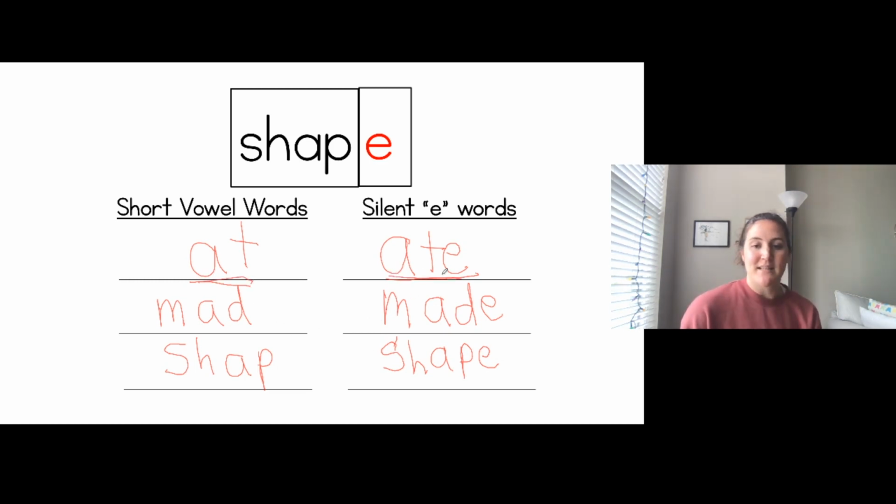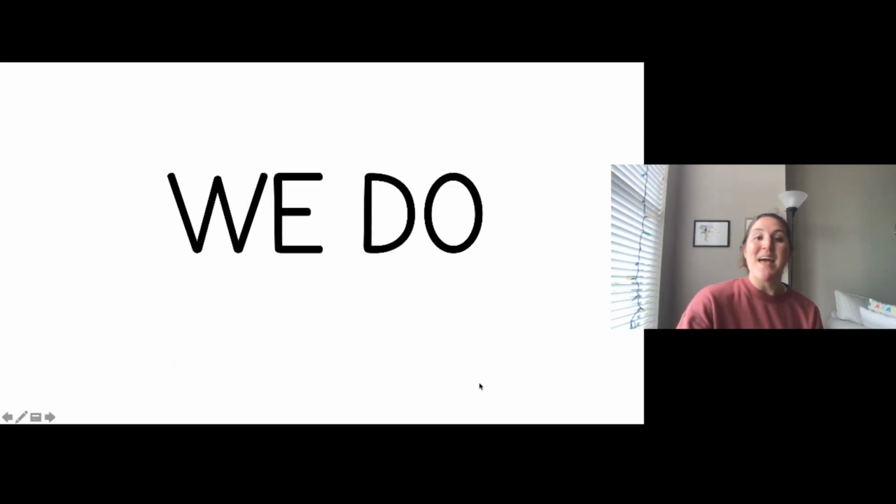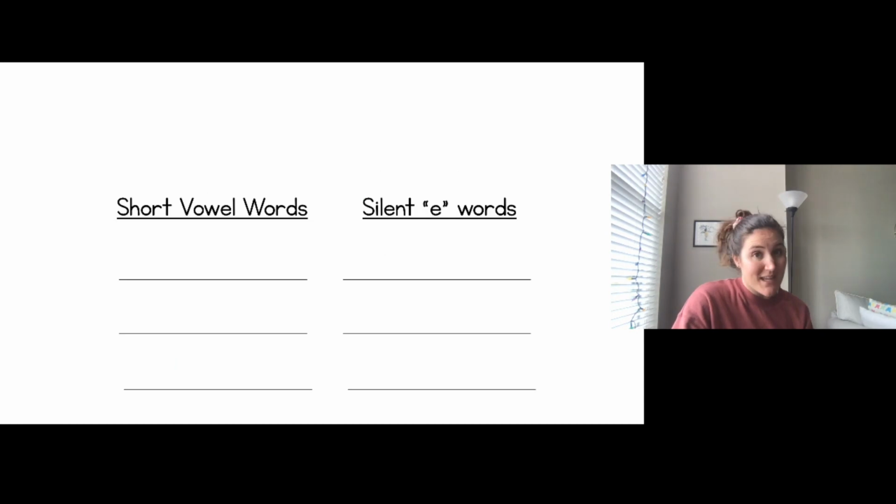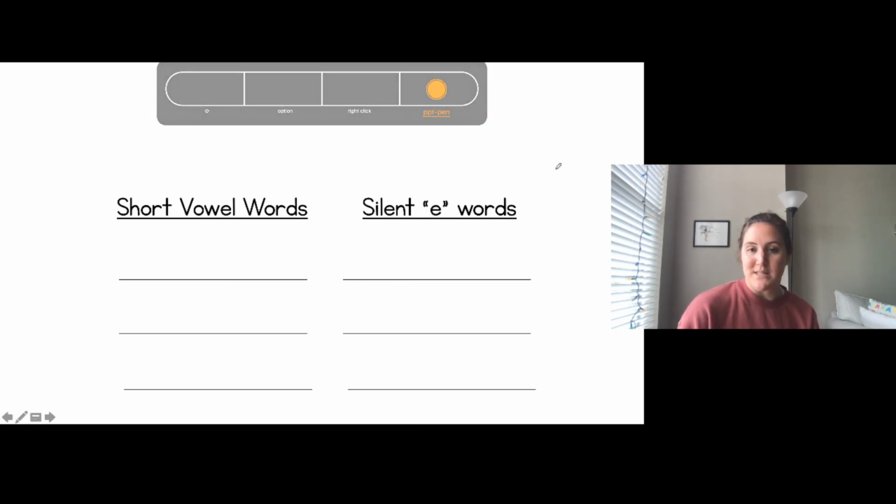At, ate, mad, made, shap, shape. Now we're going to do some together. So you can get a piece of paper and set it up with mine so we can have the short vowel words and the silent E words.